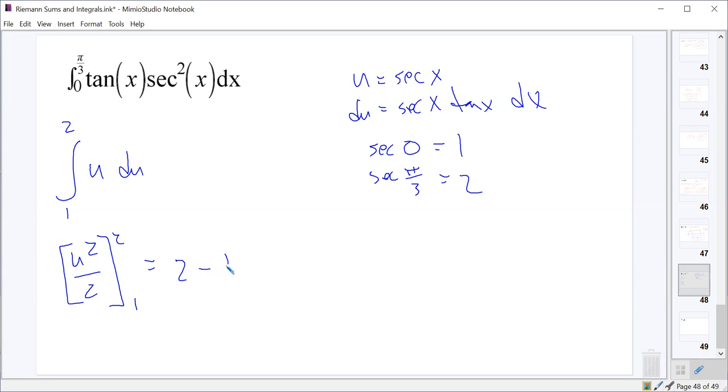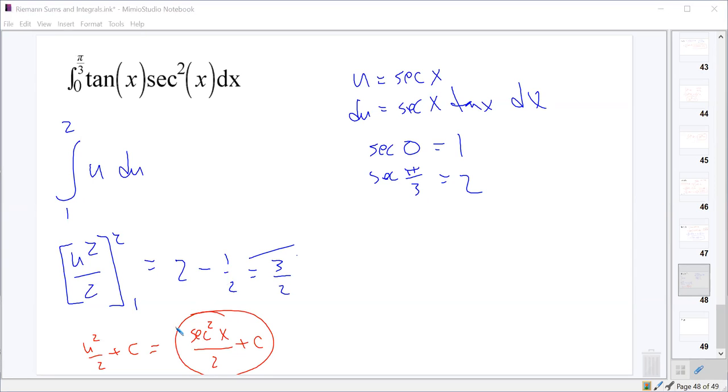2 minus half, or 3/2. Real quickly, just for the heck of it, if we didn't have a definite integral here and we'd integrated this and we got u, we'd end up with u squared over 2 plus a constant, yeah? Which would be secant squared x over 2 plus a constant. Just want to make a quick note of that. Everybody good with that?